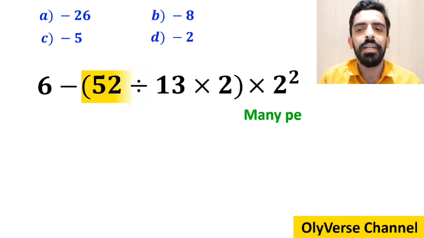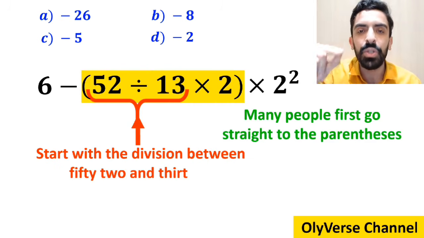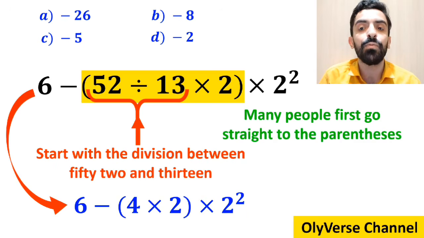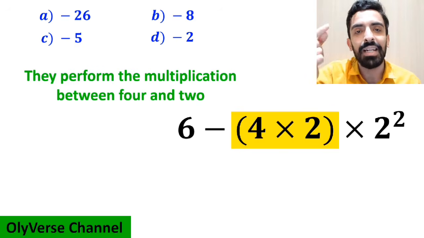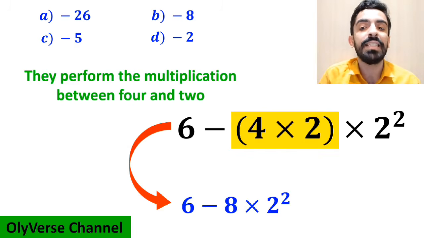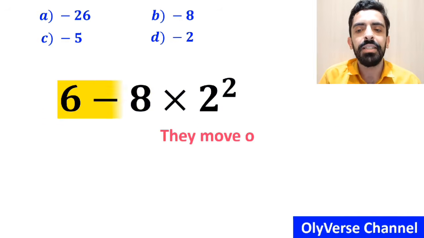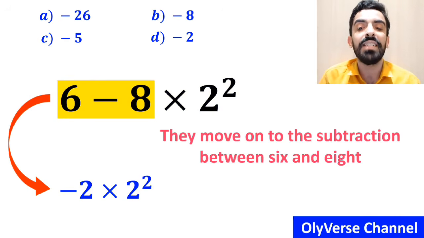To solve this question, many people first go straight to the parentheses and solve the division between 52 and 13. So, they rewrite this expression as 6 minus 4 times 2 inside the parentheses, then multiply by 2 squared. In the next step, they perform the multiplication between 4 and 2 and simplify this expression to 6 minus 8 multiplied by 2 squared. Then, they move on to the subtraction between 6 and 8 and rewrite this expression as negative 2 multiplied by 2 squared.